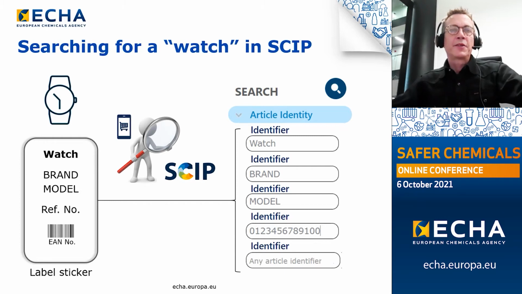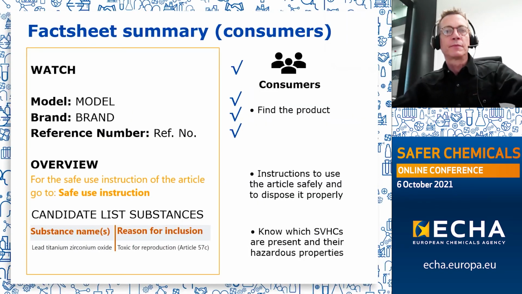So what does that mean in practice? Let's imagine a consumer is thinking about buying a watch, perhaps an electronic watch, and they can search in the database for the brand name, the model number, the reference number, and the barcode number. You can see on the right-hand side a simplified version of our search field and how you would enter your search query. And what you will get back is a list of any notifications which match those criteria. And if you click through, you will see a fact sheet for that particular notification, where again, you can see the model of your watch, the brand, the reference number.